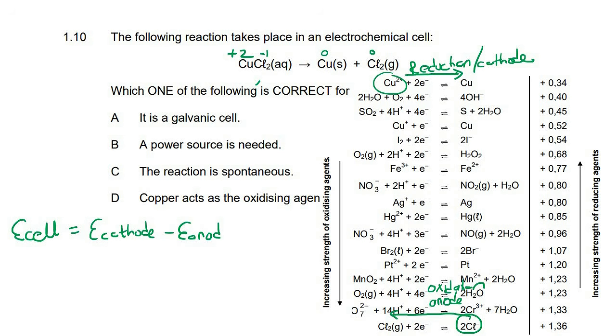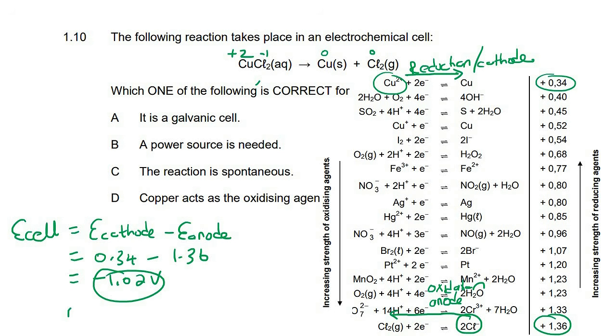minus anode. Okay, so if you look at the cathode value, it's 0.34, and if you look at the anode value, it's 1.36. If you go and calculate this, you're going to get a negative answer. Now, remember what we said. If your answer is negative, it means non-spontaneous, and that means it needs a power source because it's an electrolytic cell, okay? And so the answer would be B. If it was a positive answer, that means spontaneous, and then you would have chosen A as your answer. But for this one, it'll be B.